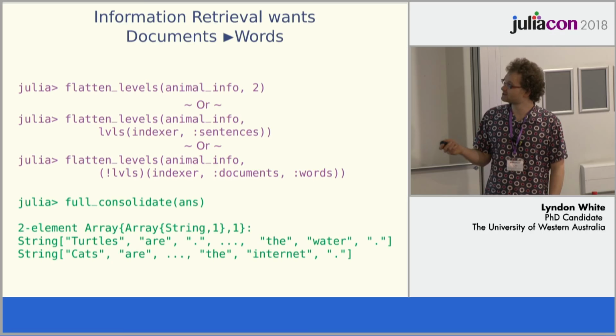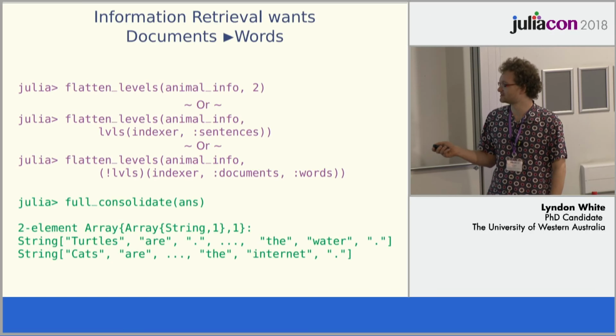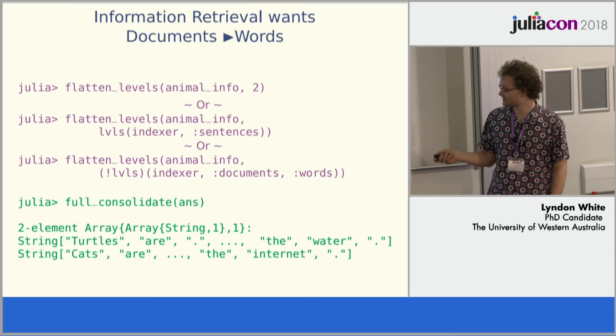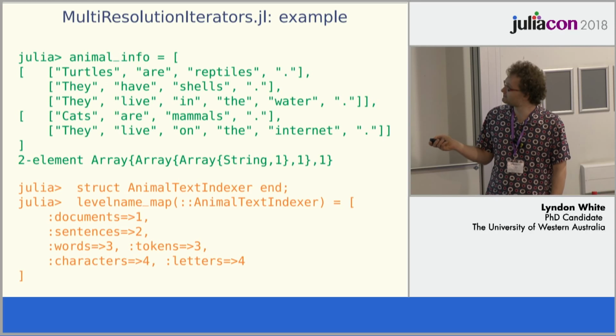So multi-resolution iterators exposes functions like this. So you can say that I'm trying to get my documents made up of words. So I want to flatten out level 2, or you can say I want to flatten out the sentences to remove those, or you can say I want to flatten out everything except for the documents and the words. And that will let us get something like this. So we don't have all that excess structure that we don't care about.